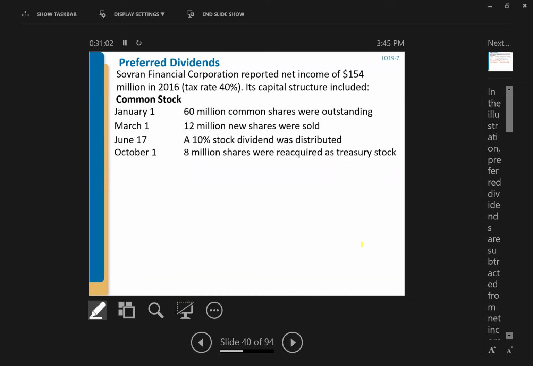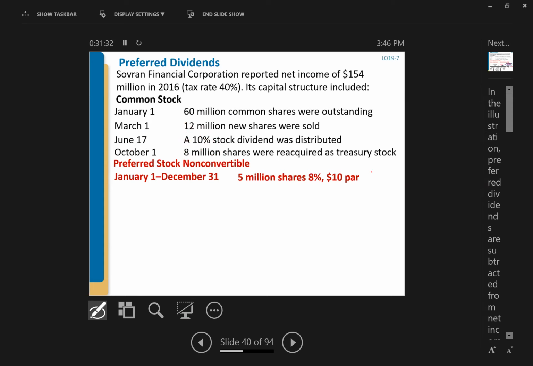So what we've done in this case, we've calculated the weighted average. I'm assuming that this was the same numbers that we've been using. But the thing that's changing here is that we're going to have some preferred stock. On January 1st, we had preferred stock outstanding. We had 5 million shares of 8% $10 par.